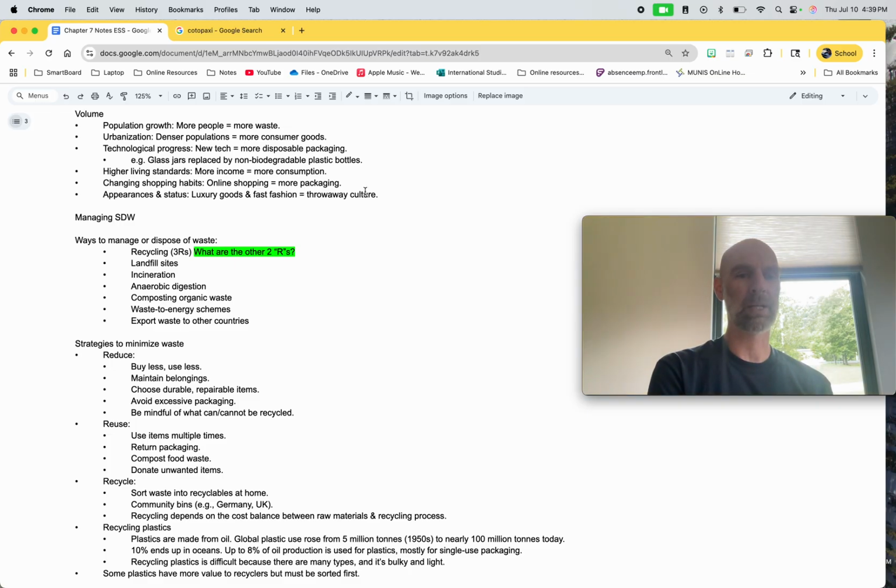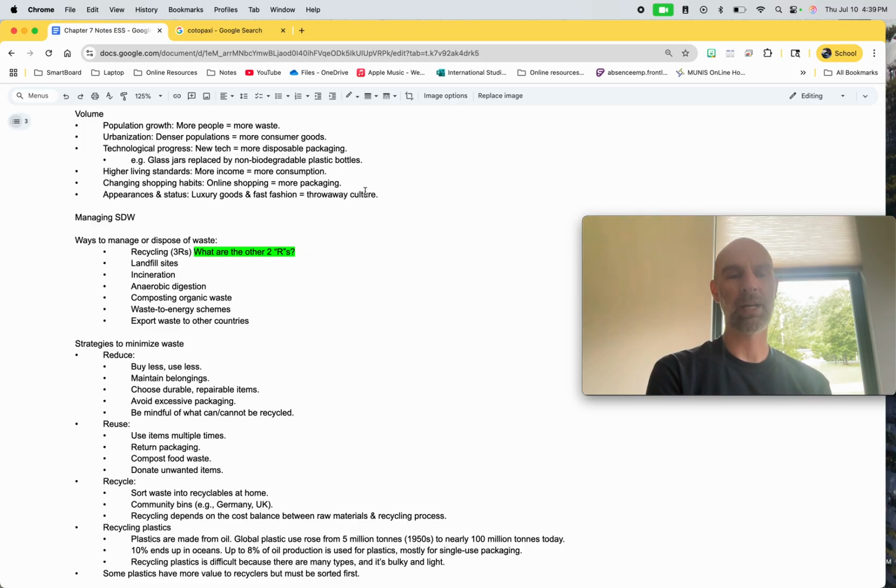Strategies to minimize waste. Reduce. Buy less, use less. Do without. Maintain belongings. I do this for my clothing. If it gets a hole in it, Patagonia will patch it for free. Pretty cool, saves you money too. Choose durable, repairable items. Avoid excessive packaging. Be mindful of what can and cannot be recycled. That's something I could work on personally.